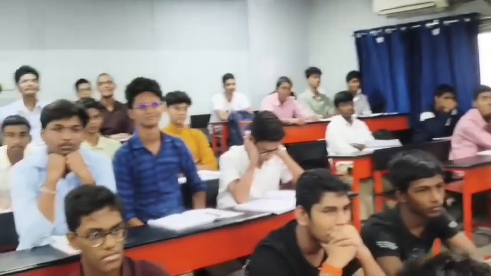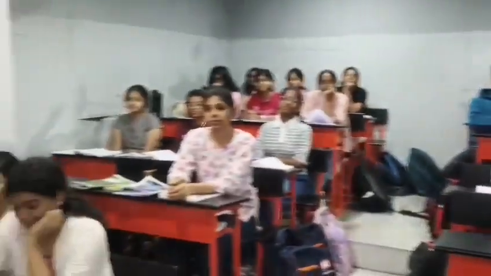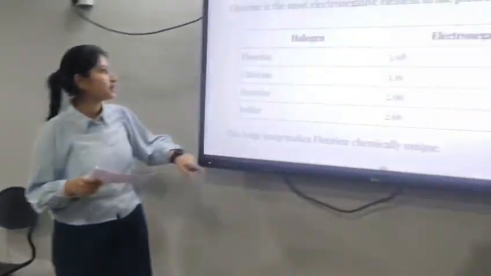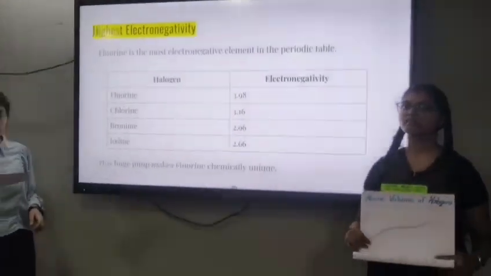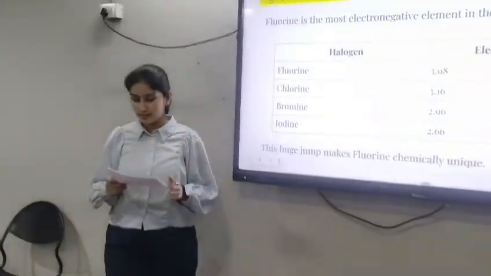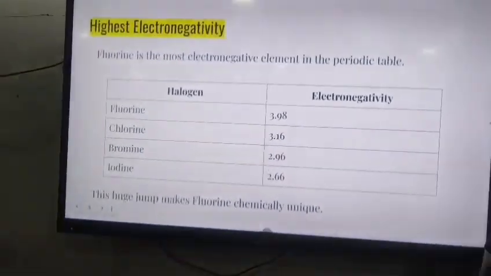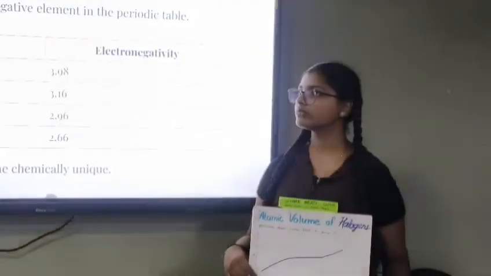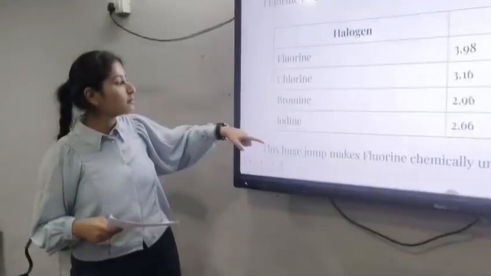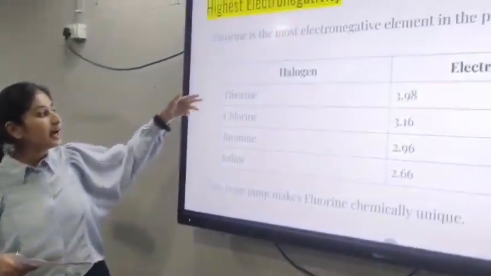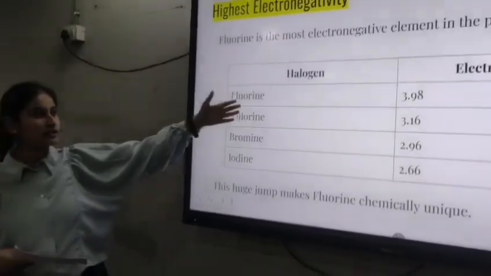But fluorine is an exception because although it belongs to the halogen family, its properties are very different from the others. Let's take a look at this unusual behavior of fluorine. It is the most electronegative element present in the periodic table, meaning it attracts more electrons than any other element. You can see here the jump between iodine and fluorine, and also the difference between chlorine and fluorine itself.